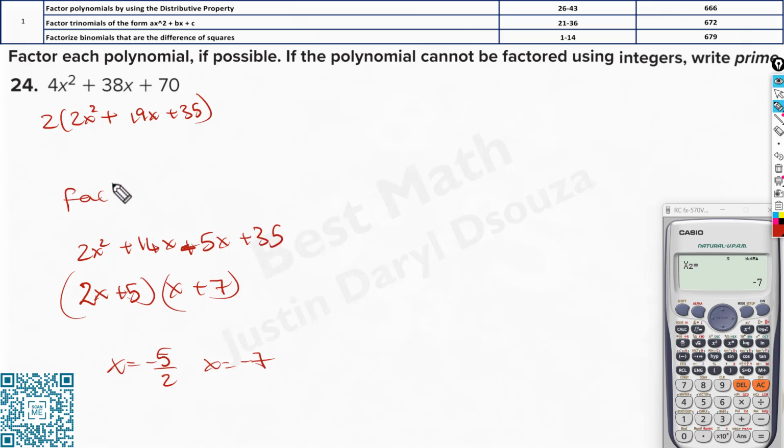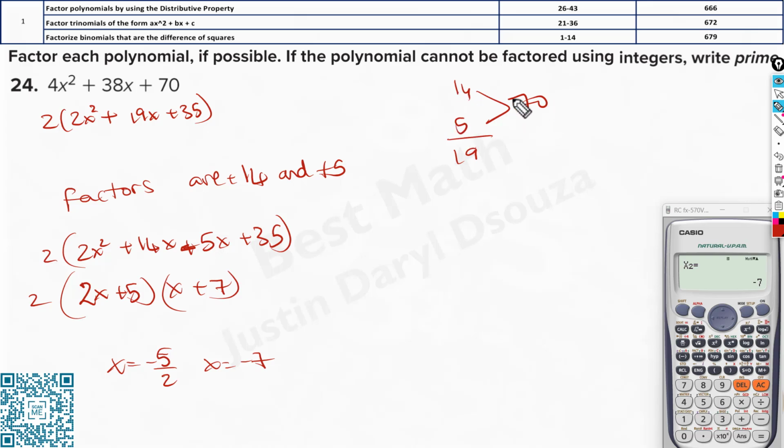And then over here we write factors are 14 plus 14 and plus 5. Now don't forget this 2 because we have already removed it outside. First step is always checking whether there are any common factors. So this would be the solution. Now you can also write over here 70 because 2 times 35 is 70, and over here it's 19. The factors would be 14 and 5. So 14 times 5 is 70, and when you add them up it'll be 19. So this is how we do this.